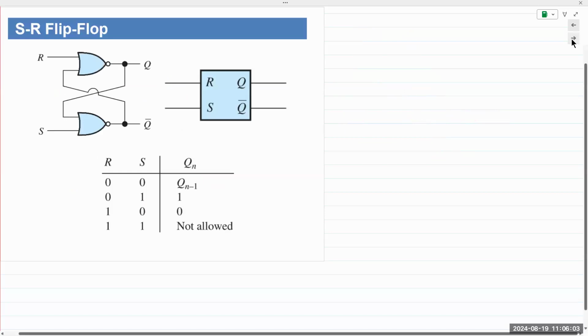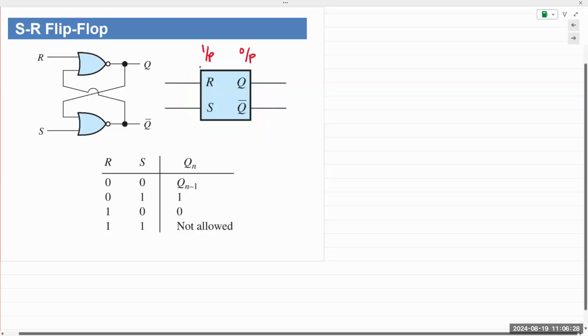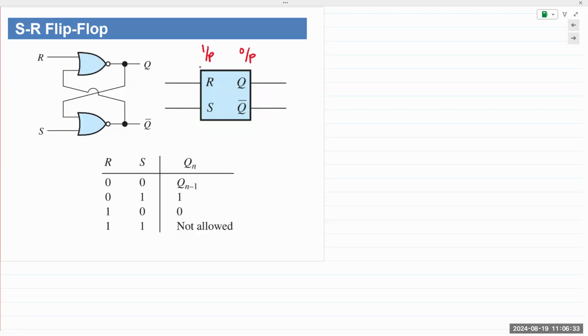But let's take a look at the first one. Set reset flip-flop, hence the name SR flip-flop. Flip-flops are noted by a square box with inputs on the left and outputs on the right. So these are the inputs, these are the outputs. R and S are the inputs, and Q and Q naught are the outputs.